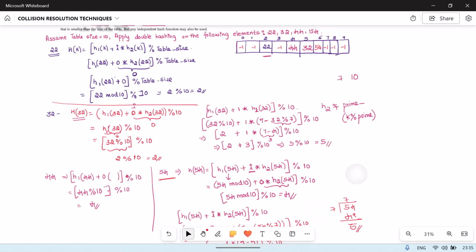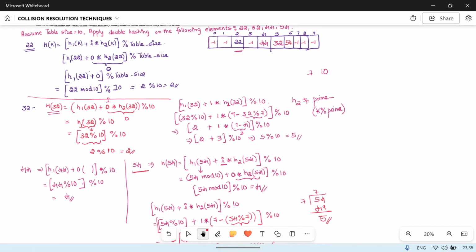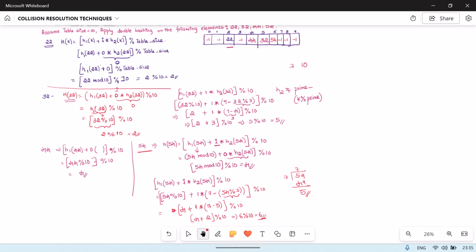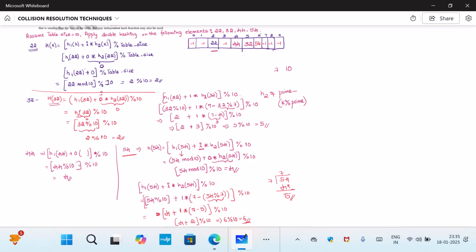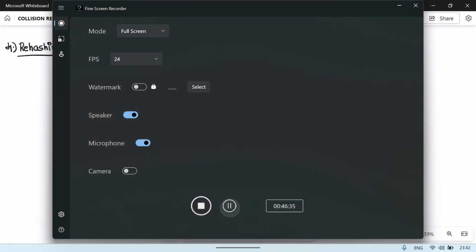So take up your own set of examples. You can take a screenshot of this and practice and check if you're getting the right answer. If the collision happens, just take the I value, increase the I value by 1 and do the calculation. I hope you have understood. We'll look at the fourth technique and the fifth technique that is present.